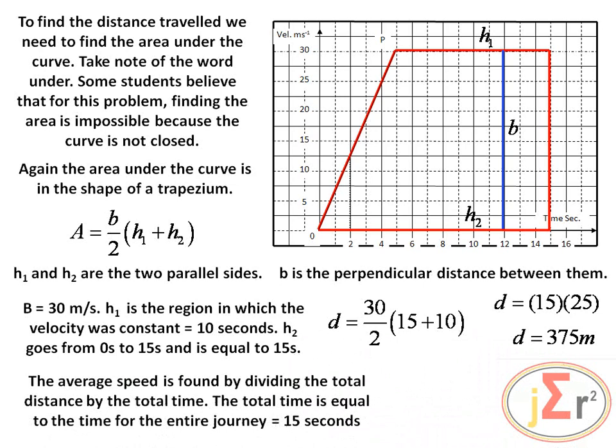The average speed is found by dividing the total distance by the total time. The total time is equal to the time for the entire journey of 15 seconds. So average speed is equal to 375 divided by 15, and that gives 25 meters per second.